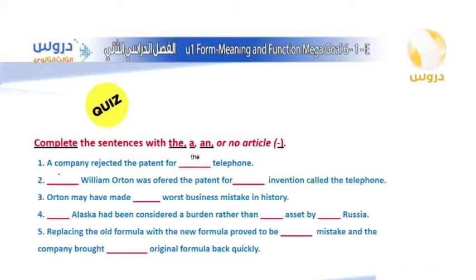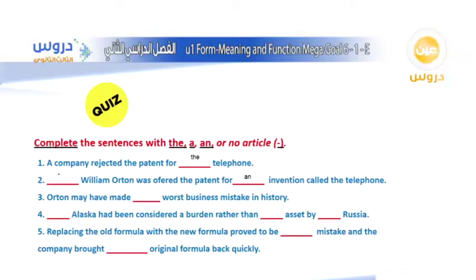William Orton was offered the patent for, what about here? Invention. This is the first time to mention the word invention. So we use an invention. An invention called the telephone.